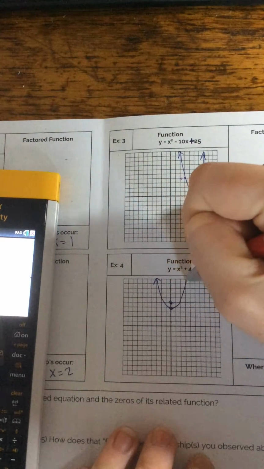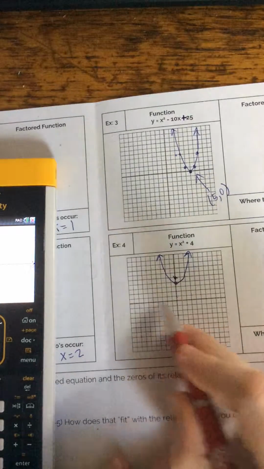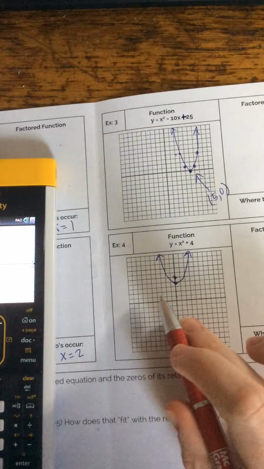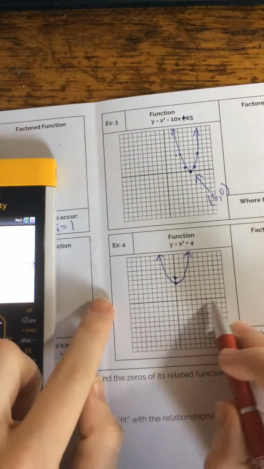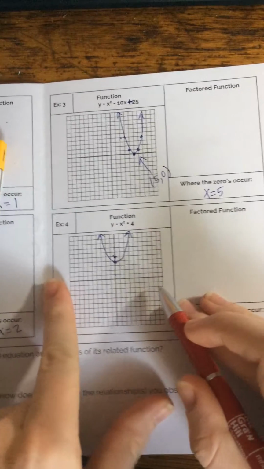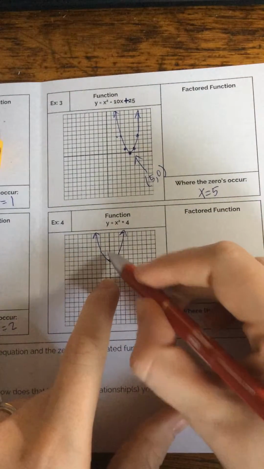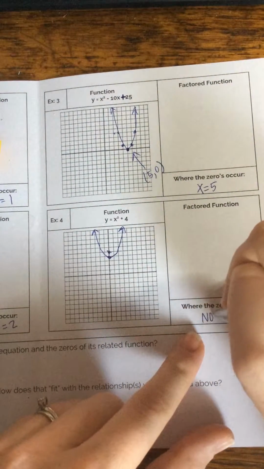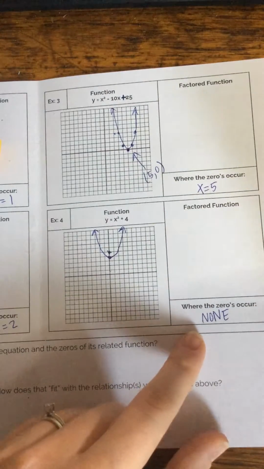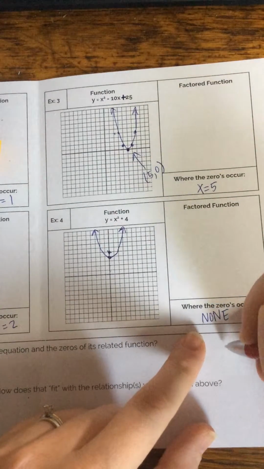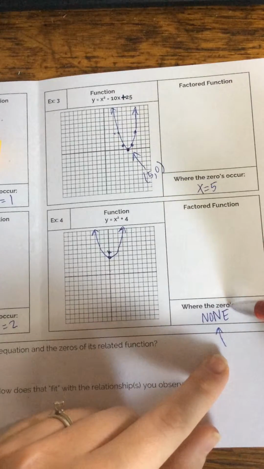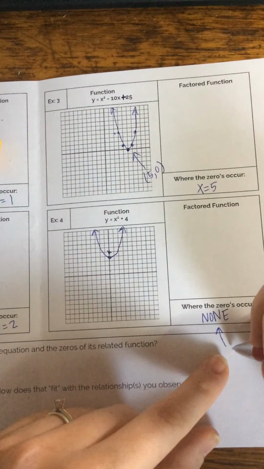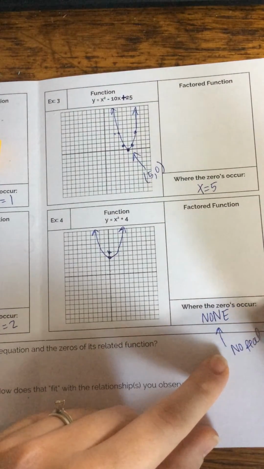Okay. Does this parabola cross the x-axis? No, it does not cross the x-axis. So, is there a solution that we can see on this graph? No, there's no solution. If there's not a place where it crosses the x-axis, there is no 0. You can put none. Okay. If I asked for the solution to that, what would be the solution? You would write, there's no zeros. There's not a place where zeros occur. What you would say is no real solution.